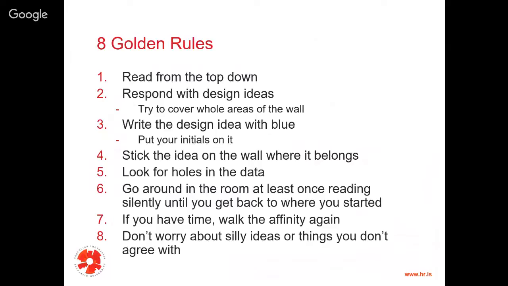And if you have 6-8 people, you could ask them to begin in various places, one person can start on the right and then go to the left, and one in the middle and one to the left or something. So many people can be reading the same affinity diagram in parallel. So this is what they say: go around in the room at least once, reading silently until you get back to where you started. Okay? So if I started here, I have to read it. And if you have time, it would be good to walk the affinity diagram again.